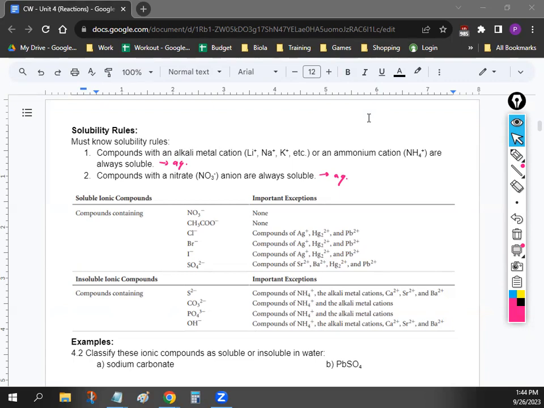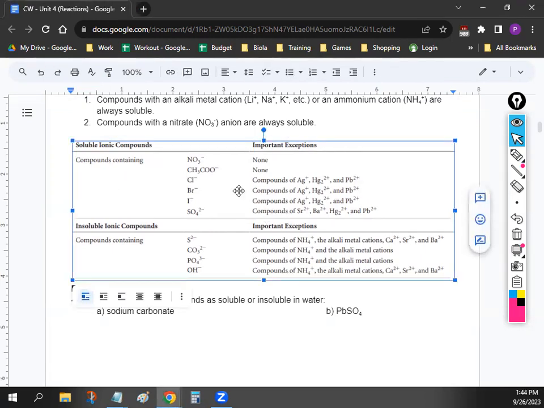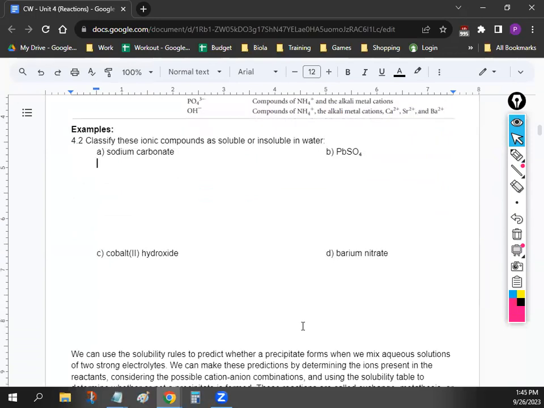All right, so let's see if you understand that. For this next problem, 4.2, make sure that you refer to this table as well. You might need it, but see if you can figure out if these compounds are soluble or insoluble. Soluble means dissolves in water, so it's aqueous. Insoluble means that it does not dissolve in water, so it's a precipitate, so it's a solid. Figure out which of these four compounds dissolve in water and which do not. Take about 2 minutes to do that.